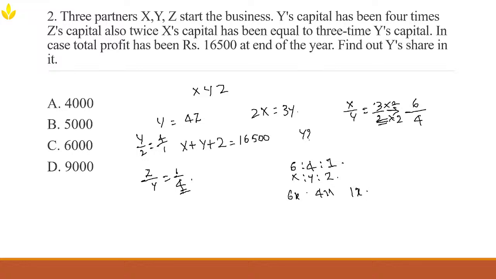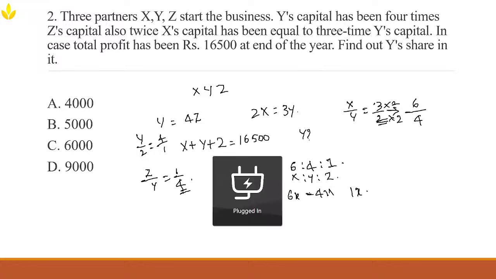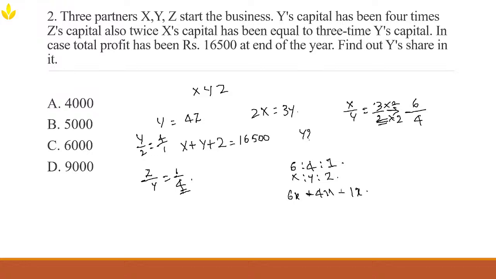So the total of all of it will be 6x plus 4x plus 1x, which is equal to 16,500. That is, 11x is equal to 16,500. So the x value alone will be equal to 1,500.